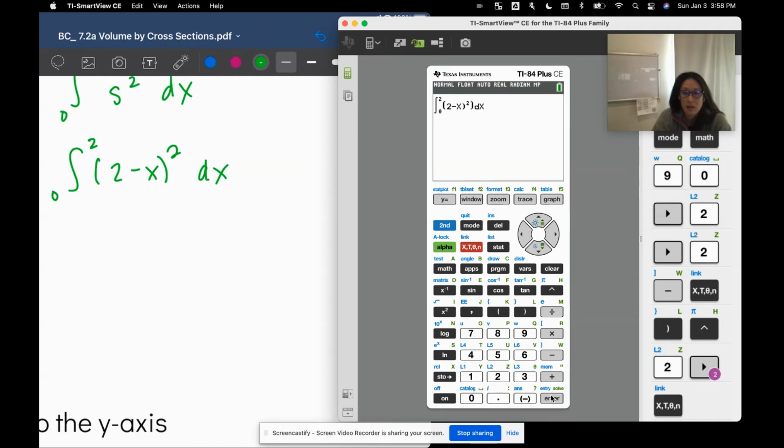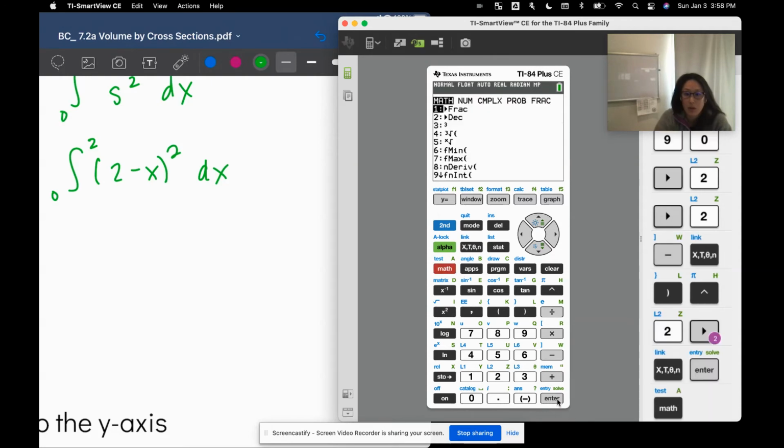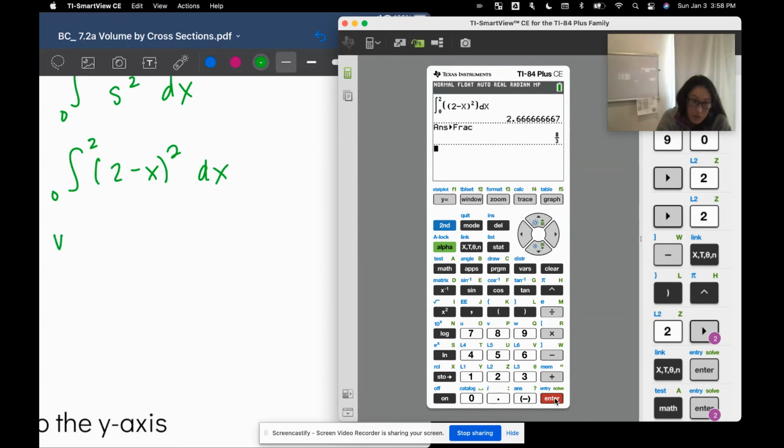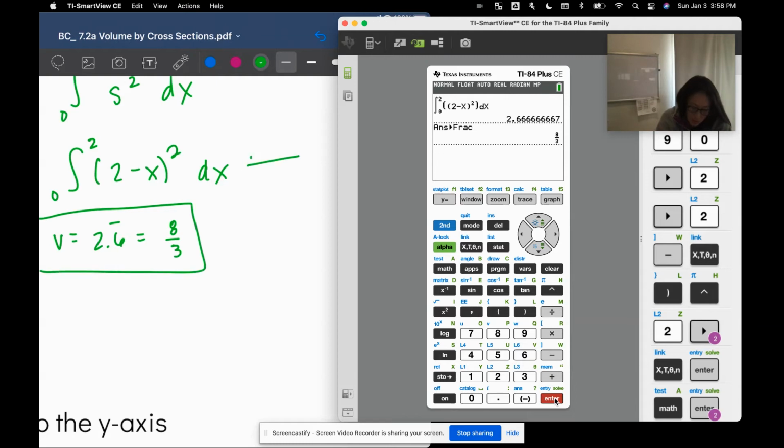Okay, I think it'll work. Here we go. Okay, so I end up with 2.6 bar, or 8 over 3. So I'm going to write that the volume is equal to 2.6 bar, which is equal to 8 over 3. I know you can do this integration the long way, but it is also going to be vital for us to know how to use a calculator to do this. So make sure you practice, okay? All right.